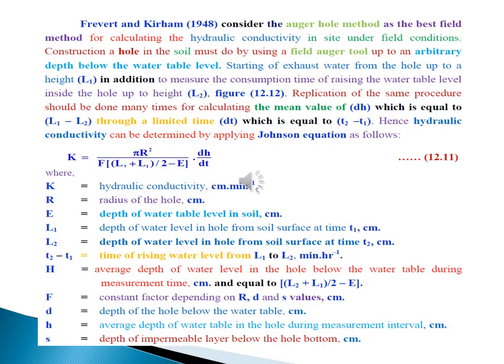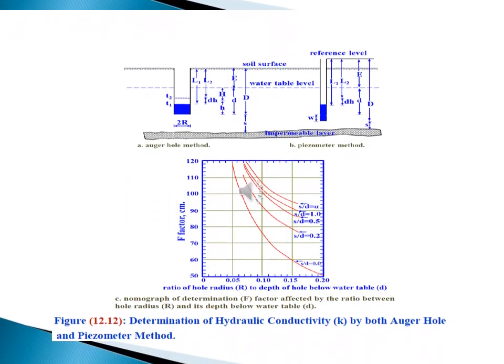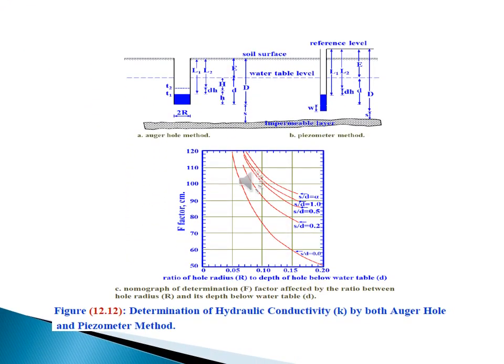Really, Bouwer and Rice consider the auger hole method as the best field method for calculating the hydraulic conductivity under field conditions, as shown in the enclosed figure and equation. Figure showing determination of hydraulic conductivity by both auger hole and the piezometer method.